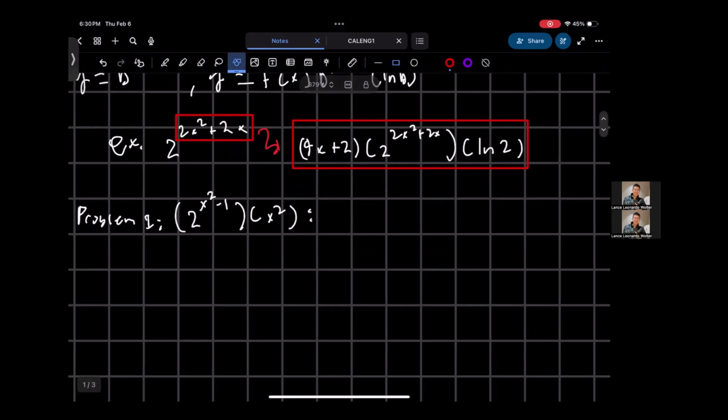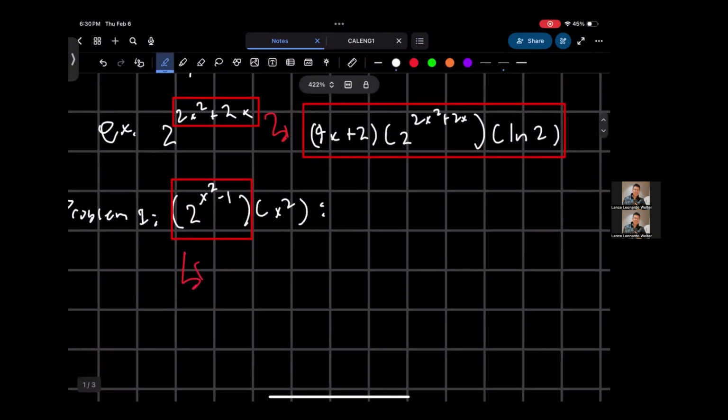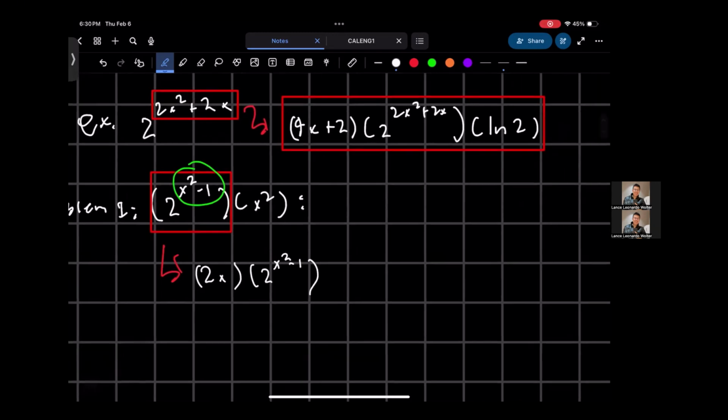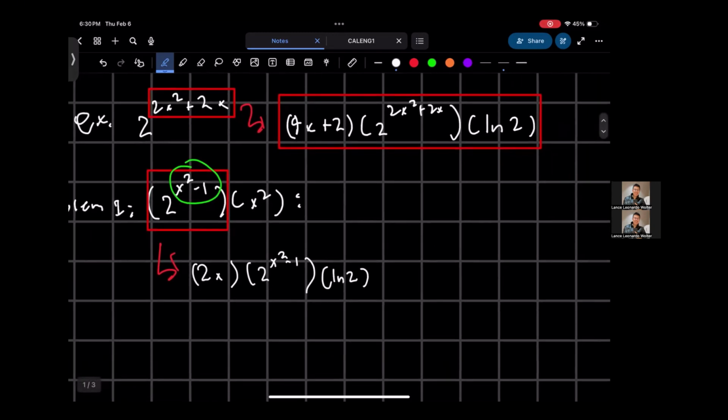First, let's look at our first term, 2 raised to x squared minus 1. Let's focus on getting the derivative of this first, because this is what we're new to. First, we get the derivative of the exponent, x squared minus 1, which is 2x. Then we copy our function, 2 raised to x squared minus 1, and don't forget to get the ln of your base, which is also 2.